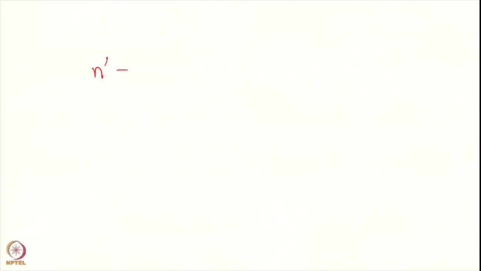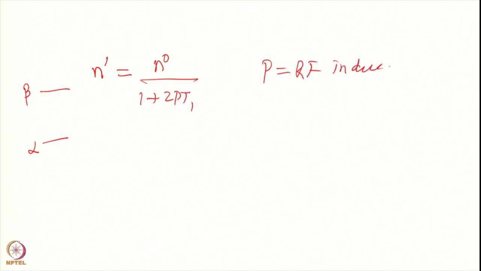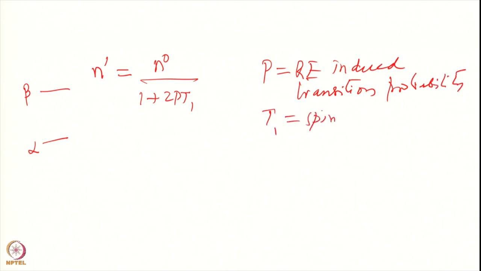So we talked last time about the absorption of energy by the spin system when we apply an RF. Considering the relaxation also, we said there is a steady state population difference between two energy levels, alpha and beta, for a spin half system. This n dash is the steady state population difference between the two, given by n naught divided by 1 plus 2P T1, where P is the RF induced transition probability, and T1 is the spin lattice relaxation time.